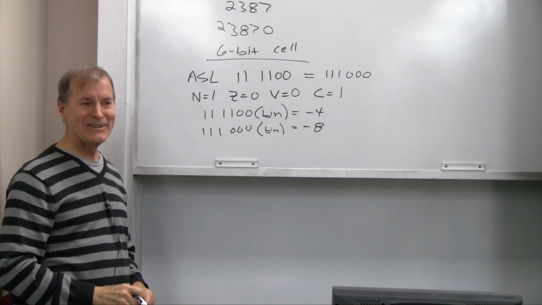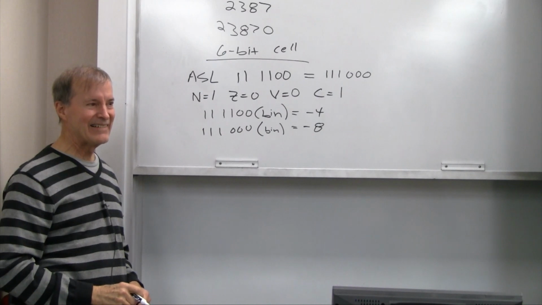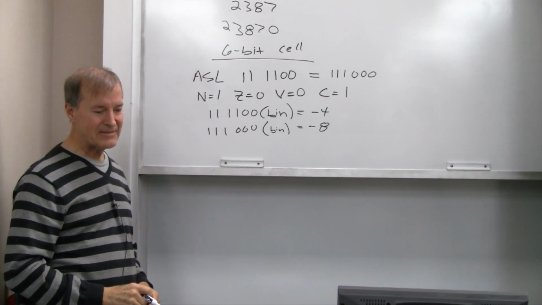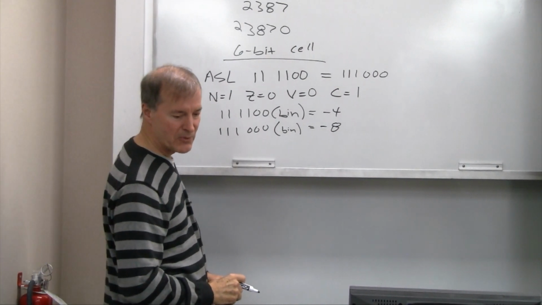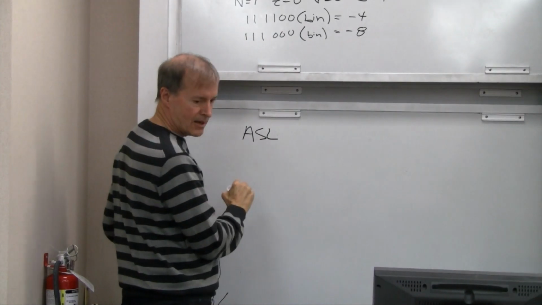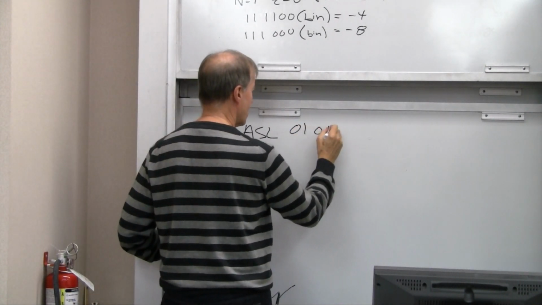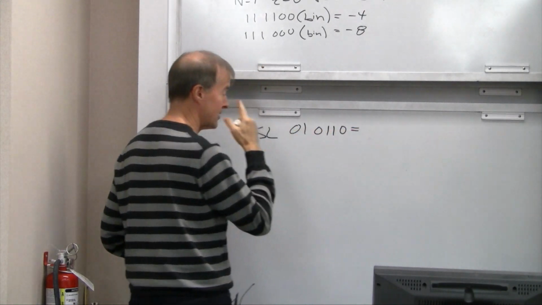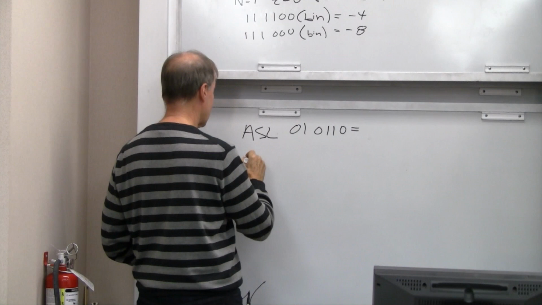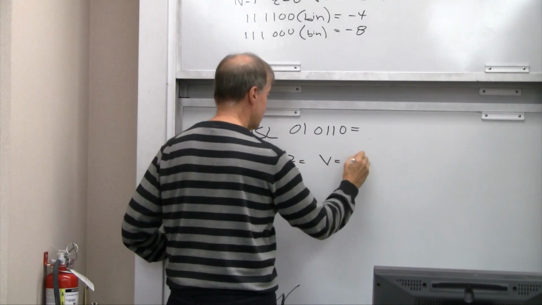Is this stuff cool? Yeah? So it always doubles no matter what? Yeah, unless it overflows. So here, let's do ASL of 010110. So what is ASL of this? And then after we do that, it will do N, Z, V, C.